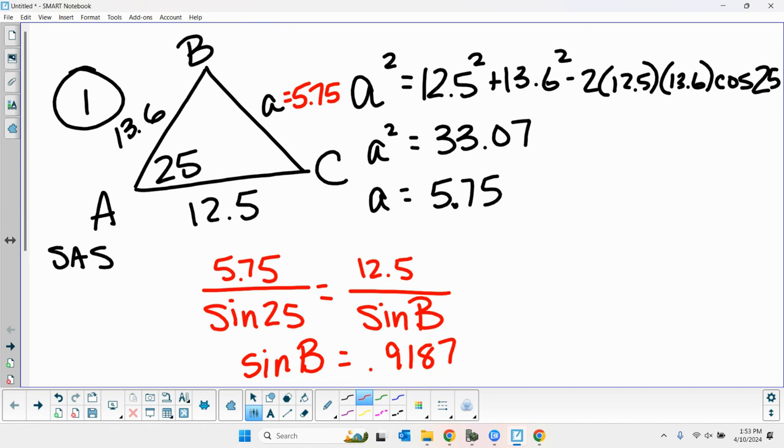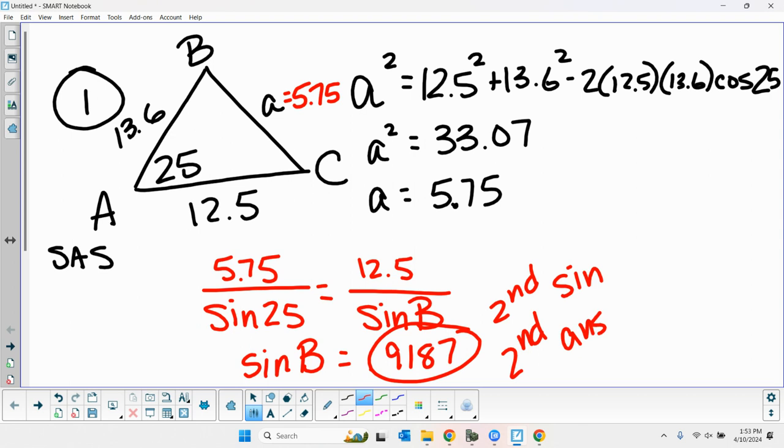Now, this is where you have to go second sine, second answer to get the angle measure. So it gives you angle B is 66.7 is what I got, because I used 5.75. If you use 5.8, it might be a little different. That 66 point something will be a little different, or it might be 67.